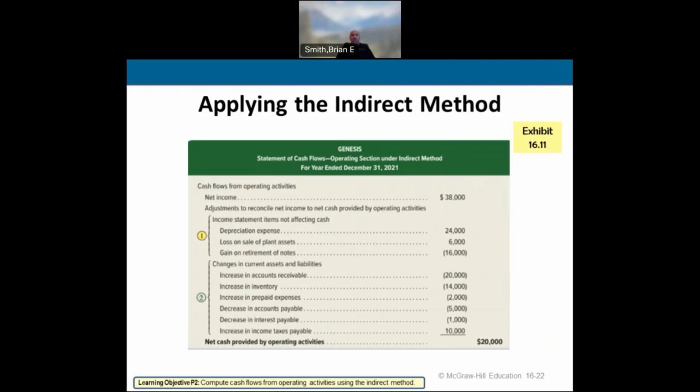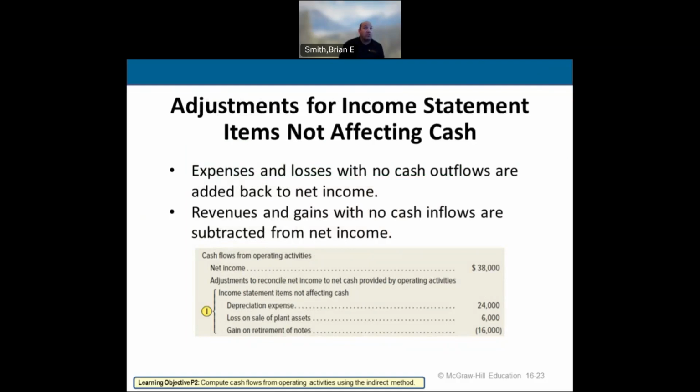As you can see, any increase in a current asset is going to be a decrease to net income. Any decrease in a current asset will be an increase to net income. Any decrease in a current liability will be a decrease to net income, and an increase to any current liability will be an increase to net income. I'll have a slide soon to show you how to do that.